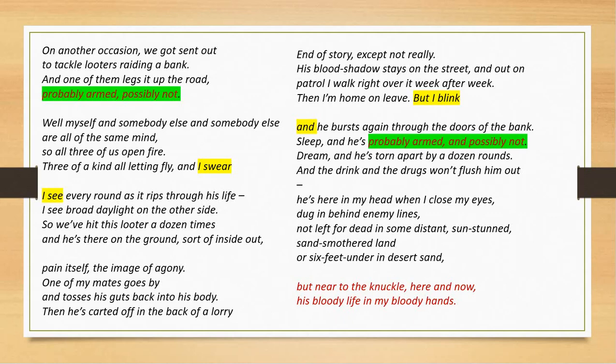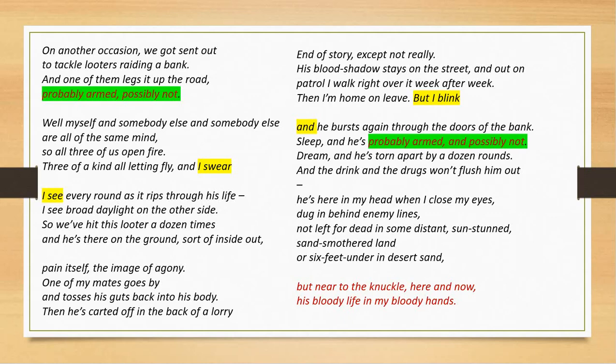So: put near to the knuckle, here and now, his bloody life in my bloody hands. There's an acceptance of responsibility, that the trauma of war stays and haunts the soldiers. Maybe that is the message that Simon Armitage wants to get across. So we look at the poem.